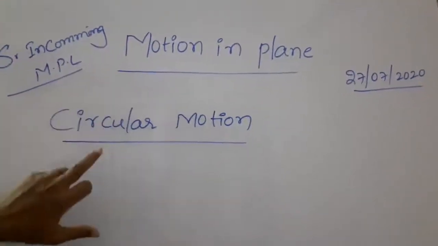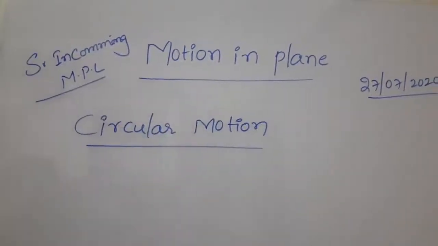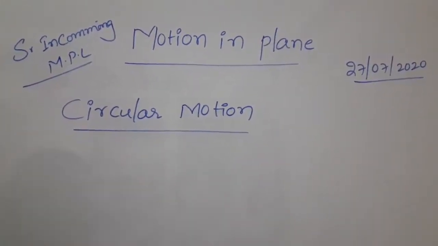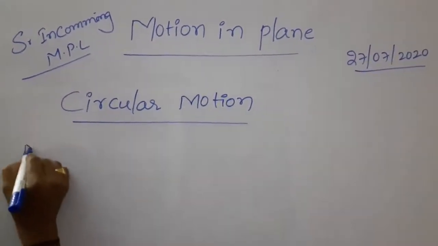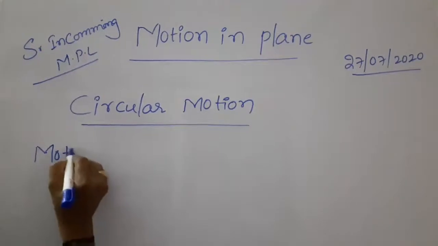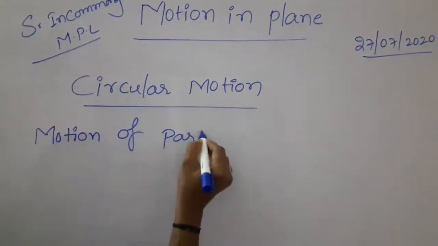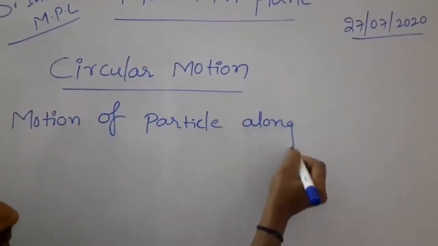Today's topic is circular motion in a plane. Circular motion is nothing but the motion of a particle along the circumference of a circle. Here, the motion of the particle is along the circumference of the circle.